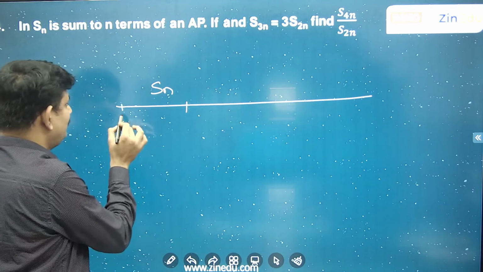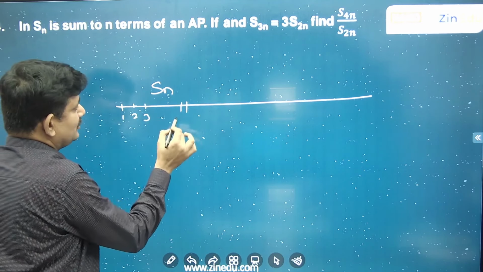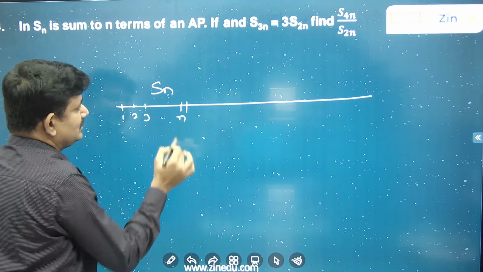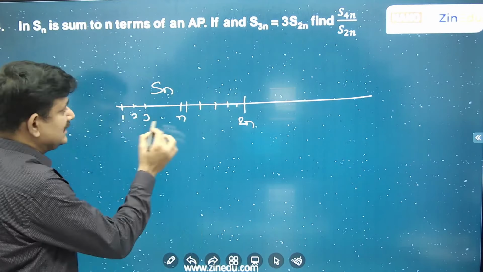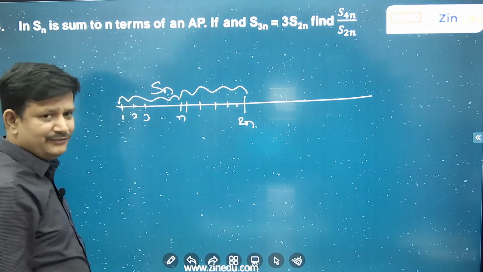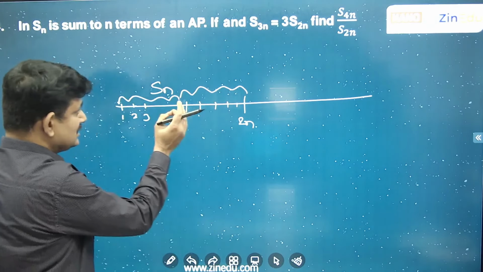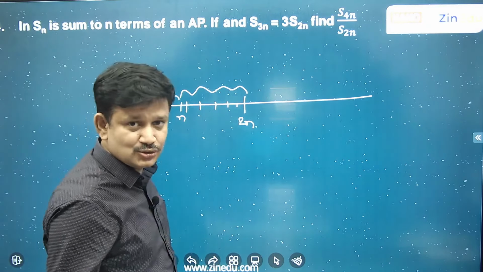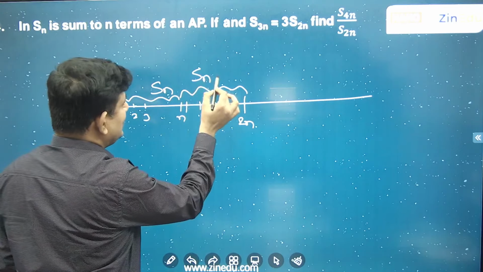Sn is the sum of the first n terms, then the next terms up to the nth term. What is S2n? Some terms will be there up to 2n. Observe here, each and every term in this will be d more than the corresponding term here. The n plus 1th term will be d more than the first term. The n plus 2th term will be d more than the second term. So the sum of the terms from n plus 1 to 2n will be Sn plus nd.